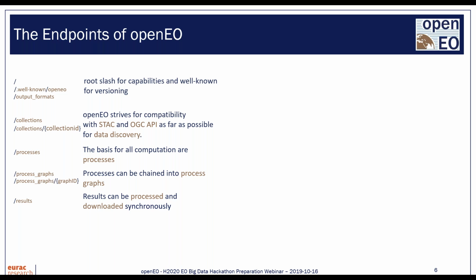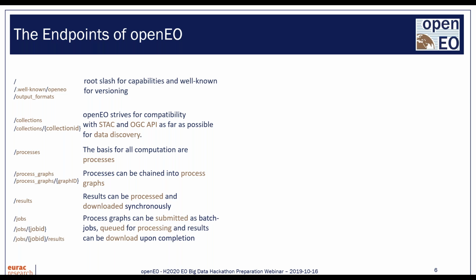And of course, when you're done with your work, you want to somehow access your results. This can be done either synchronously or through a batch processing method, where you then can create a job, submit it for processing, and in the end, when it's finished, download the results in an asynchronous manner. This is especially useful if you have long-running jobs on big areas.